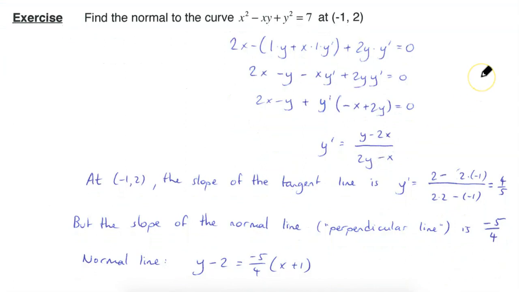Okay, here's a bit of a more consequential exercise. Find the normal to the curve x squared minus xy plus y squared equals 7. We don't know what this curve looks like, but it's definitely implicit. Maybe we could solve for y, maybe not. It might be difficult, not sure. What we're going to do is use what we know about implicit differentiation. What does normal mean? Normal means perpendicular.